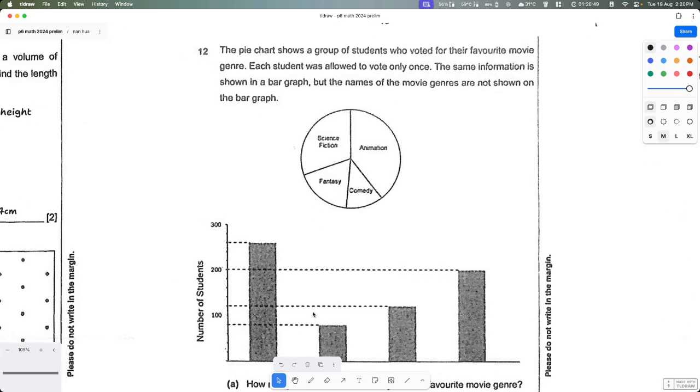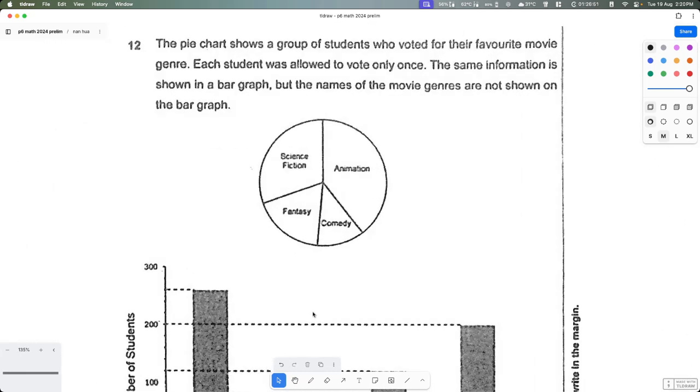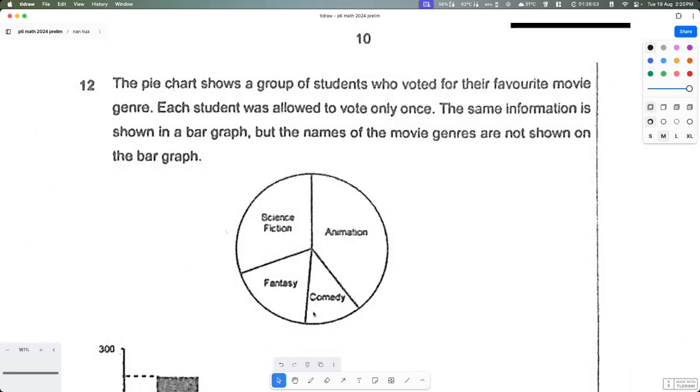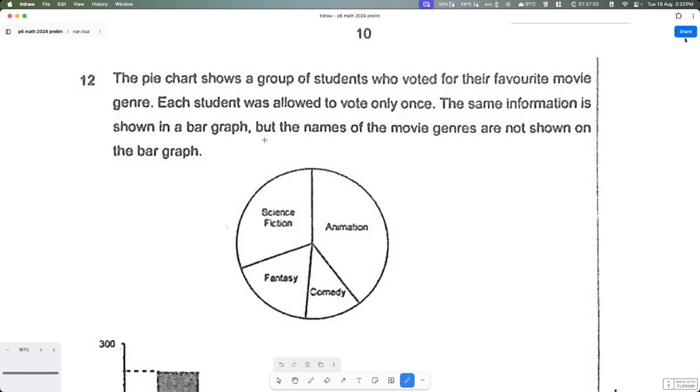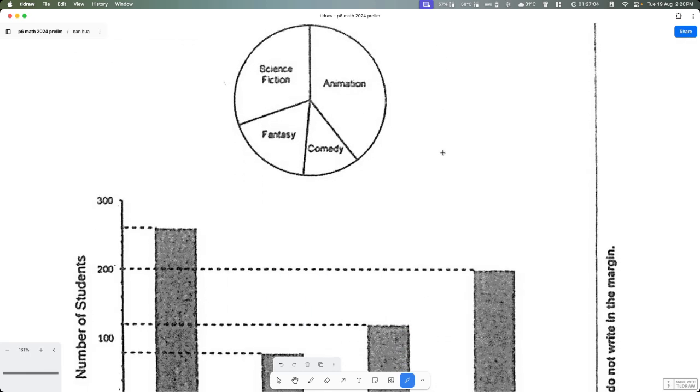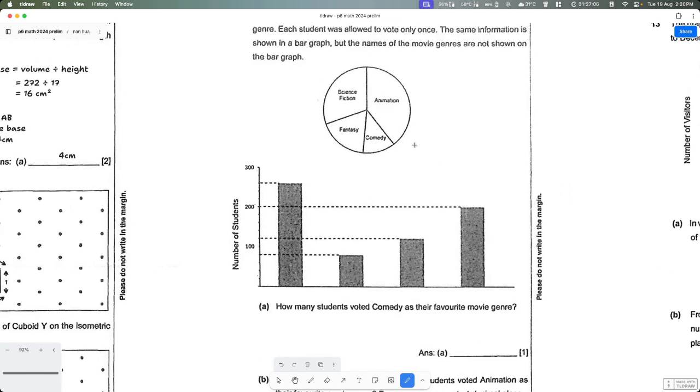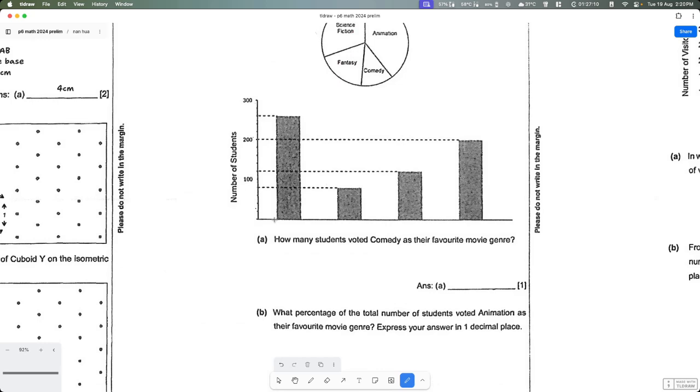Question number 12. Okay, the pie chart shows a group of students who voted for their favorite movie genre. Each student was allowed to vote only once. The same information is shown in the bar graph, but the names of the movie genres are not shown in the bar graph. That's why it's over here. So we have comedy, my favorite, fantasy, science fiction, and animation. Okay, so all of this over here. So how many students voted comedy as their favorite movie genre?